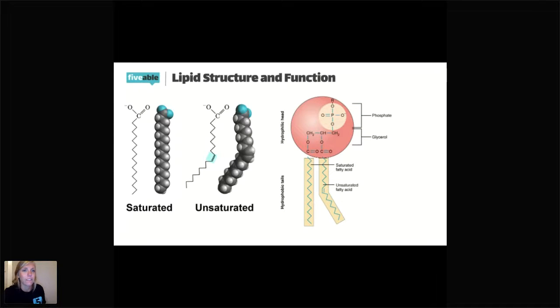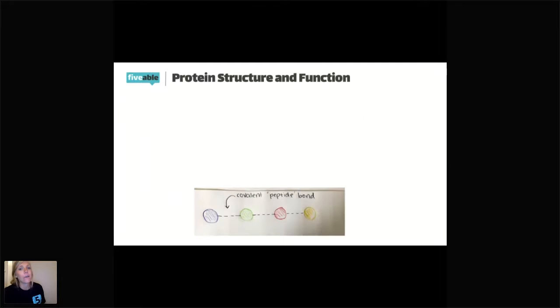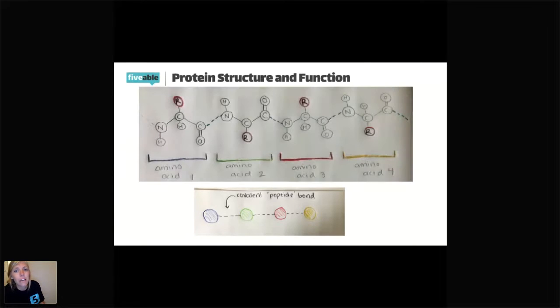All right, let's keep going. Now we're on to proteins. So for those of you who asked about proteins, here we go. So I actually drew this because, to be honest, drawing your own pictures of what you're learning, everyone, it helps so much. It really does.